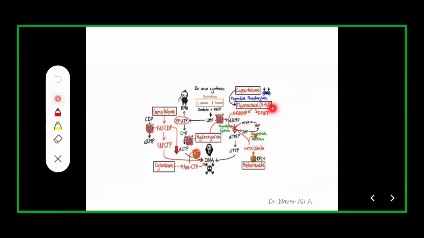This 5-fluorodeoxyuridine monophosphate inhibits thymidylate synthase. We have already seen the normal mechanism and the role of thymidylate synthase. So it inhibits thymidylate synthase. As a result, there will not be deoxy TMP. The 5-UTP is recognized as an RNA substrate and will get incorporated into RNA by RNA polymerase. As a result, it will inhibit RNA synthesis and function.